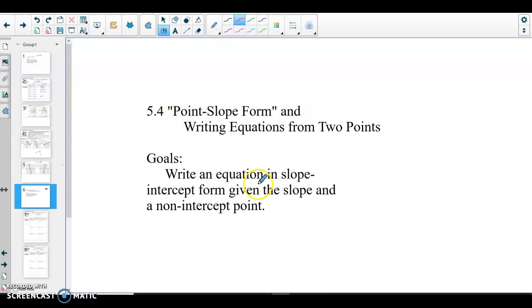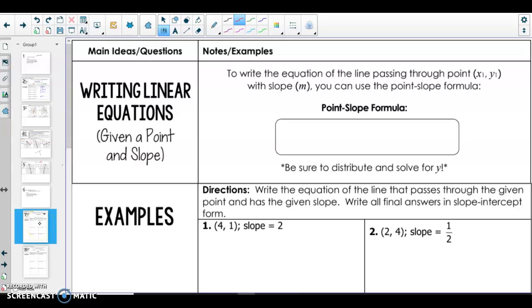Our goals today are to write an equation in slope-intercept form given the slope and a non-intercept point. So let's go ahead and head over here. Point slope formula is something that I'll go ahead and tell you because you're probably going to see it in a textbook or if you use other resources. And even my answer key comes from another source, so it will probably show up, and I don't want you to be totally ignorant of it, but it's kind of ugly looking.